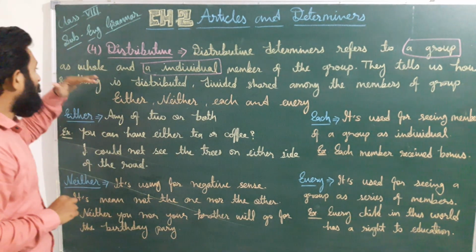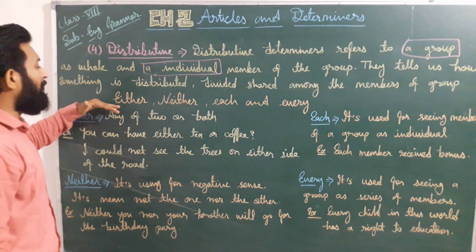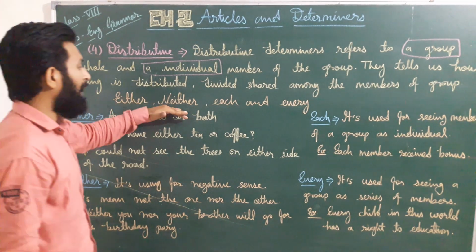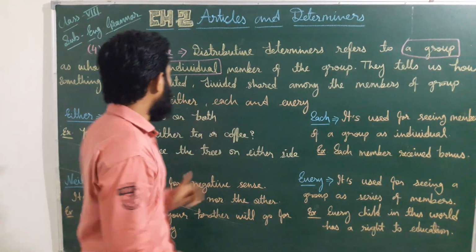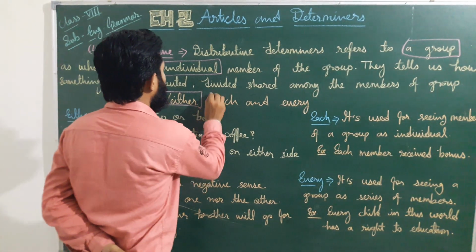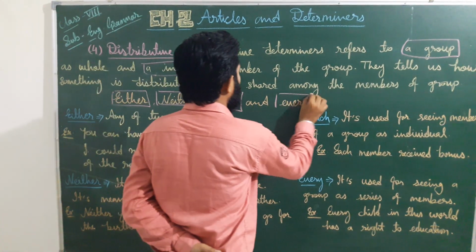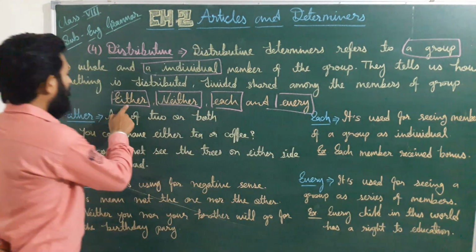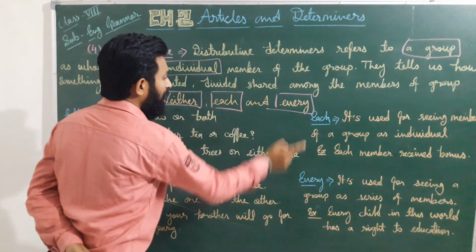How is it divided? That is also mentioned here. So we can say that the distributive determiners are either, neither, each and every. Those four are distributive determiners. Which ones? Either, neither, each and every.